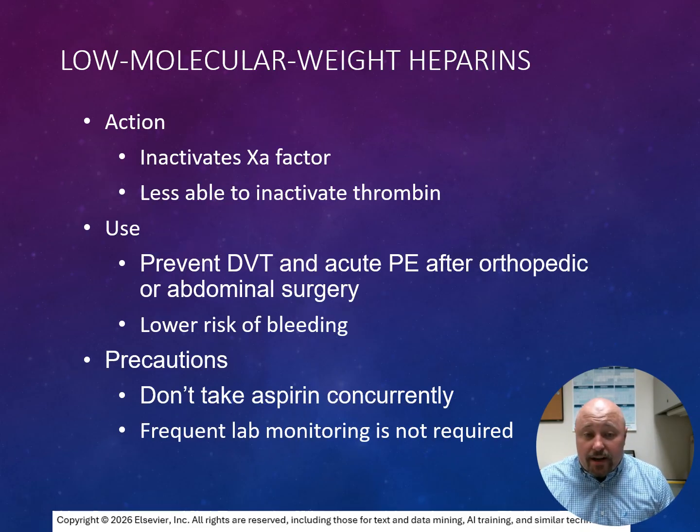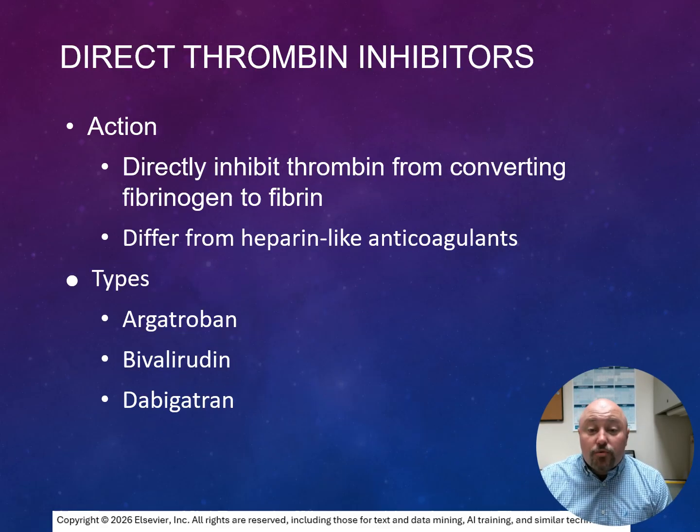Low molecular weight heparin. These are what we're using at the bedside to prevent DVTs after surgeries. They can also prevent things like acute PEs, though they have a lower bleeding risk. While the patient will not take aspirin concurrently with this, they also don't require frequent lab monitoring. Direct thrombin inhibitors directly inhibit thrombin from converting fibrinogen to fibrin and differ from heparin-like anticoagulants.